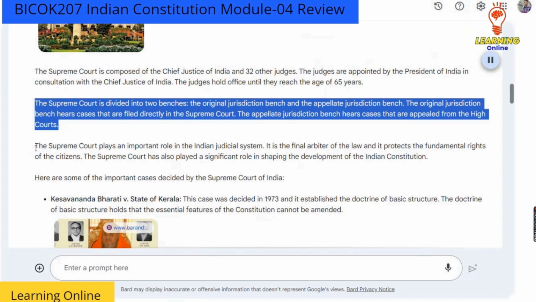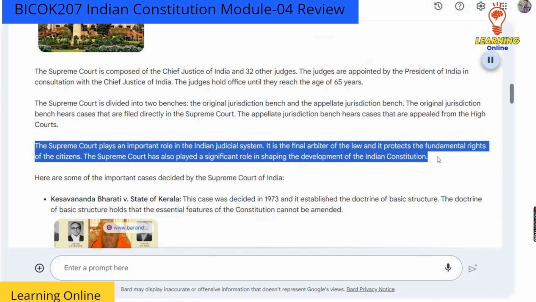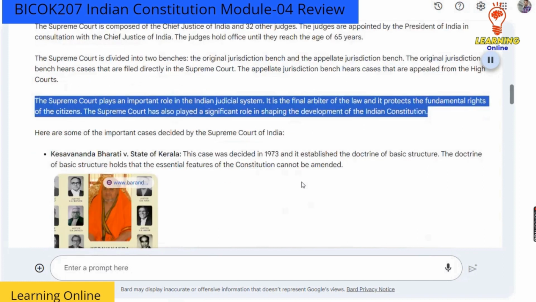The Supreme Court plays an important role in the Indian judicial system. It is the final arbiter of the law and it protects the fundamental rights of the citizens. The Supreme Court has also played a significant role in shaping the development of the Indian Constitution. Here are some of the important cases decided by the Supreme Court of India.